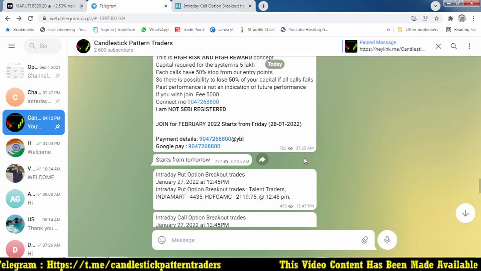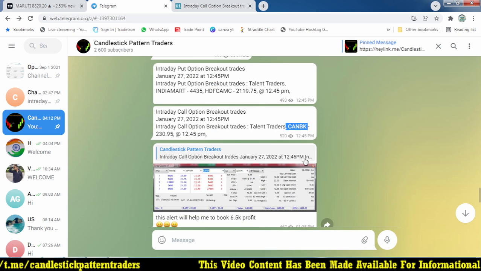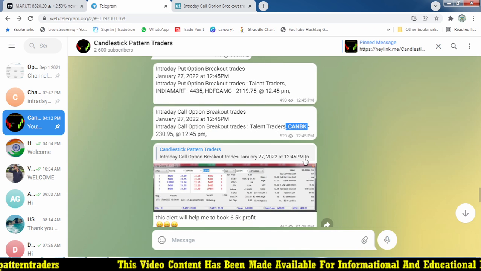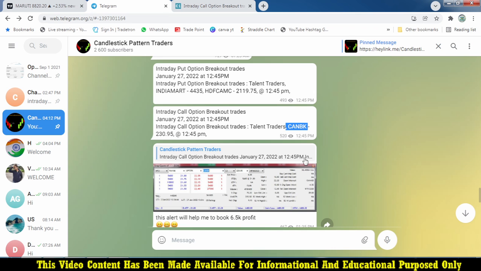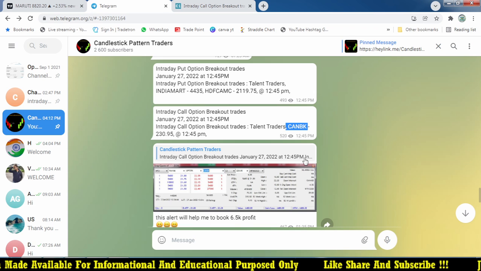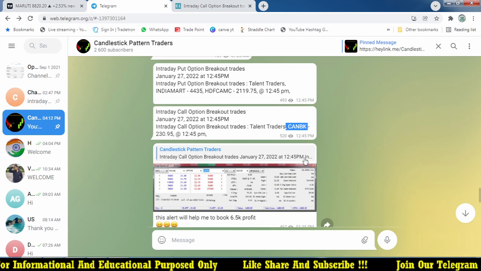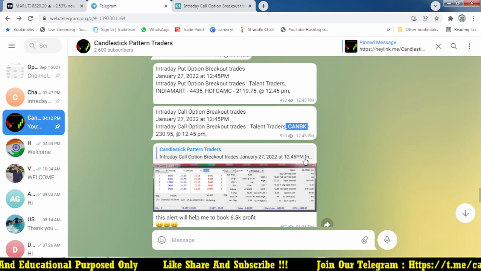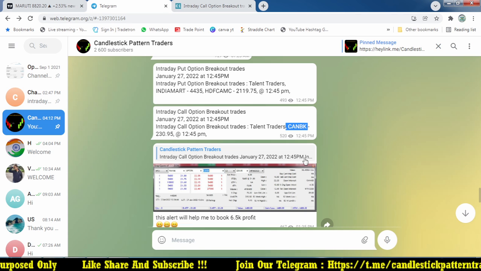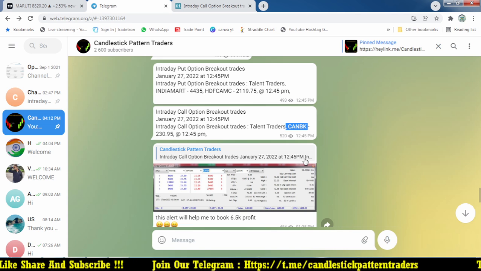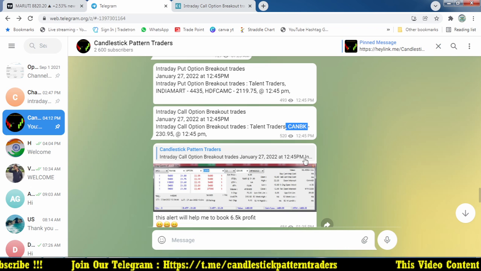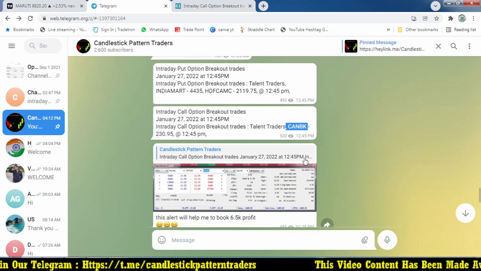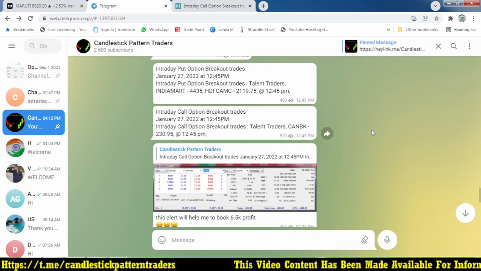The call option and put option breakout will help you to take great options trades, right? Because I play mainly in options, that's why I place orders in options. If you are an equity trader, you can also place orders in equity according to your risk ability. The number of shares you can decide based on your risk, or if you are ready to take a future risk also, you can try. So that is the reason we are sending you this alert.